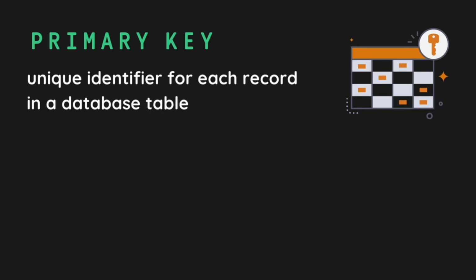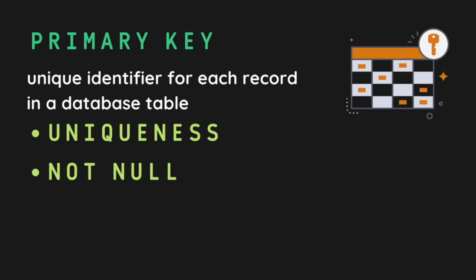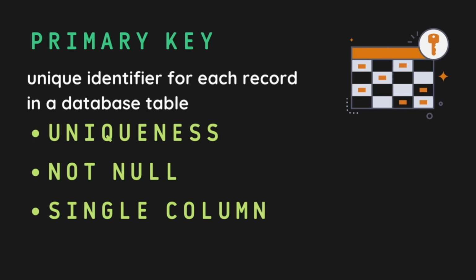Each table can have only one primary key column. Some of the characteristics are each value in the primary key column must be unique. Primary keys cannot contain null values and can be a single column or a combination of columns. Based on our database design, all our tables will have a primary key column.